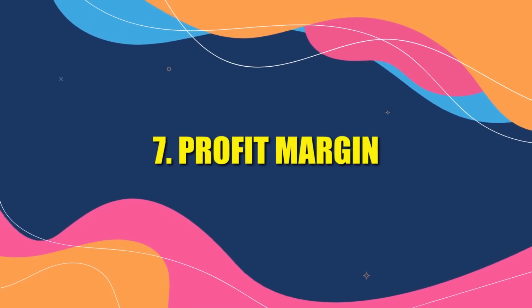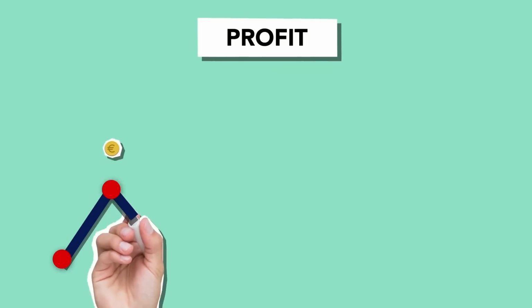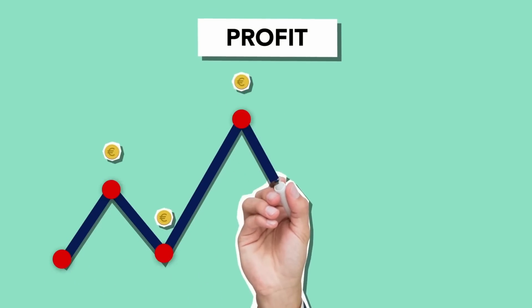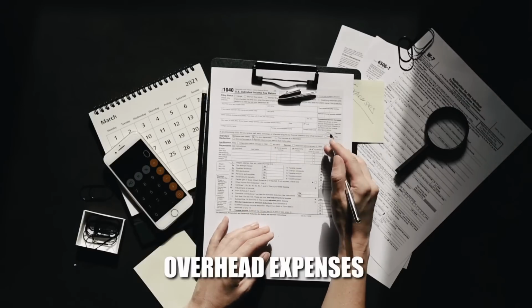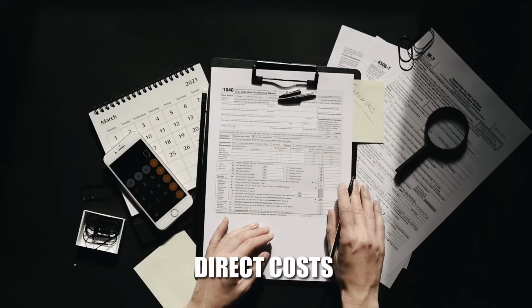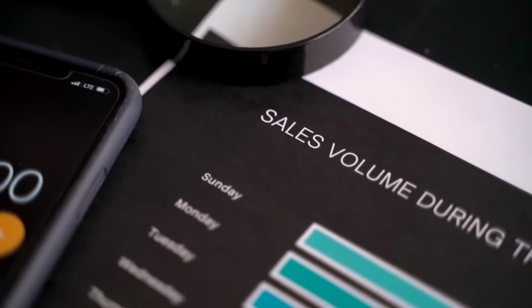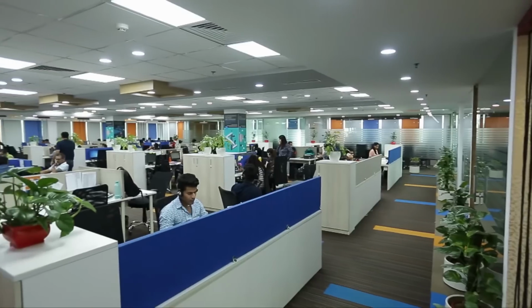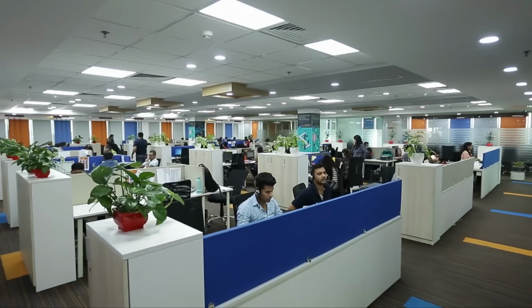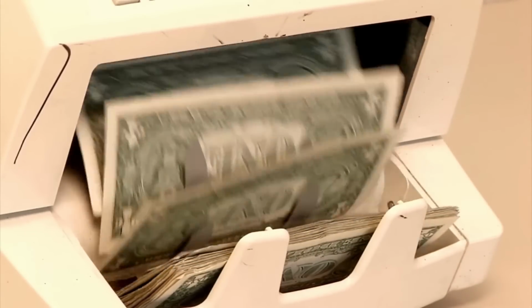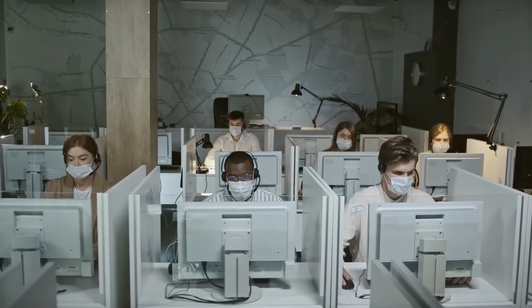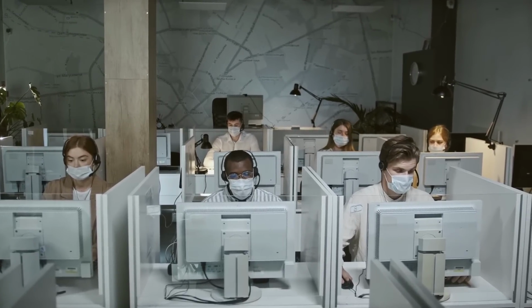7. Profit margin. Profit margin is the percentage of your total revenue that you keep as profit. But to calculate profit margin, you subtract overhead expenses as well as direct costs from your sales and then divide that by your total revenue. Profit is ultimately what makes businesses valuable, but many large and small businesses take time to start generating a profit. This shouldn't be taken as a day-to-day indicator of your company's financial health, especially for young companies.